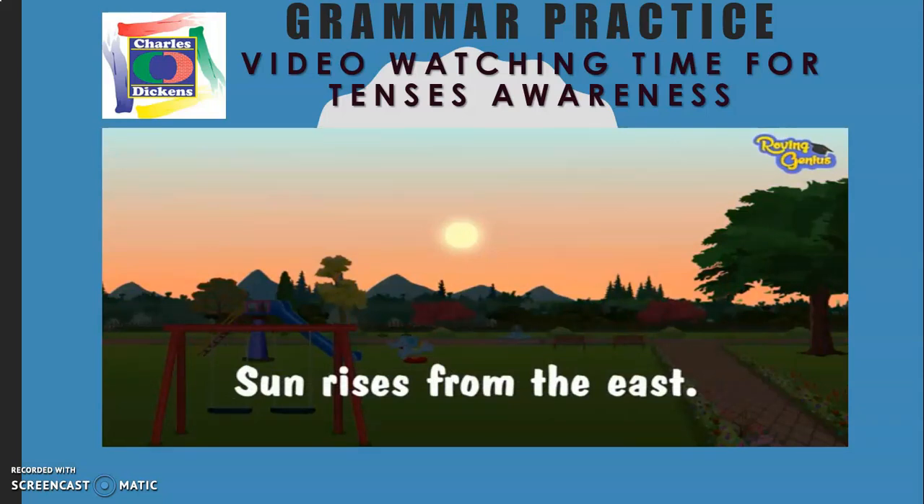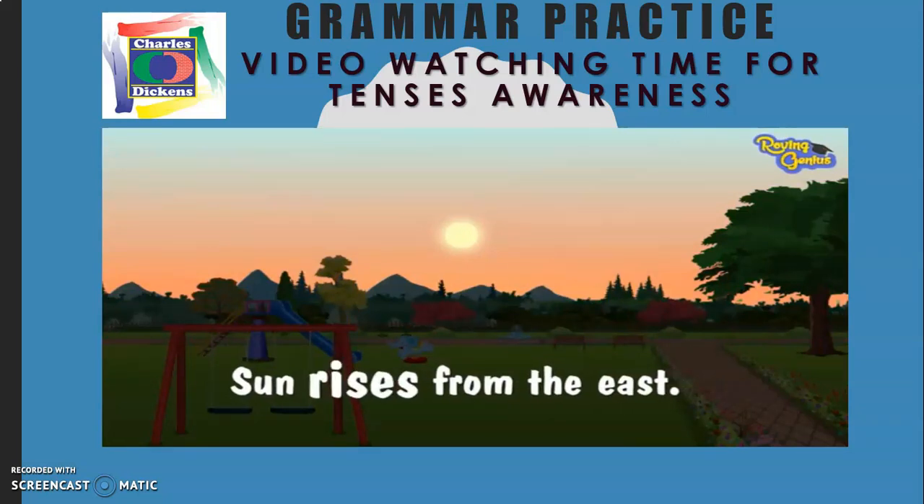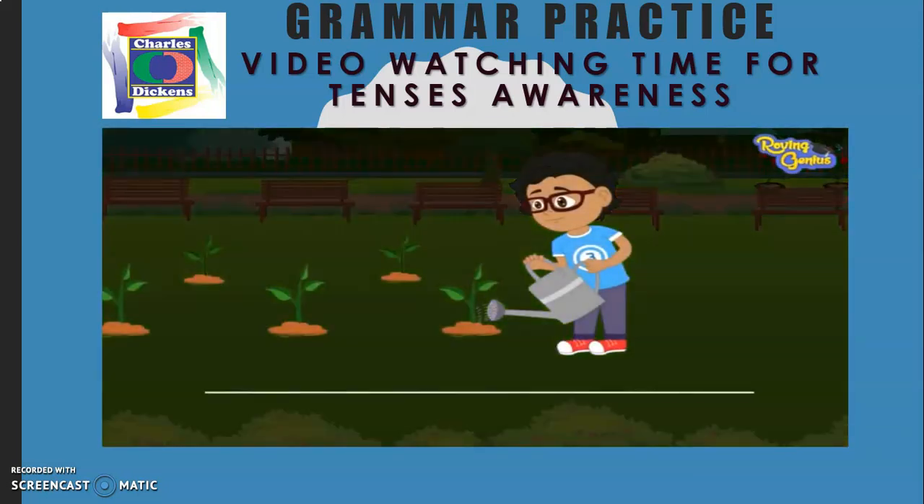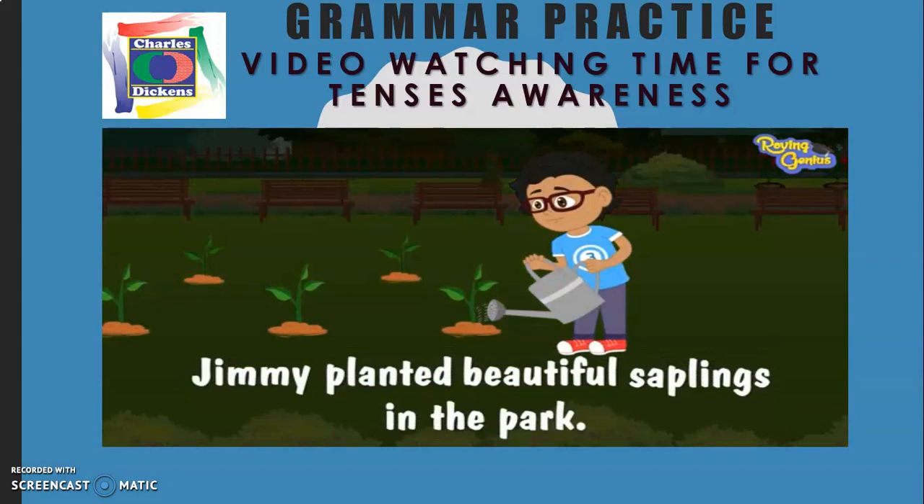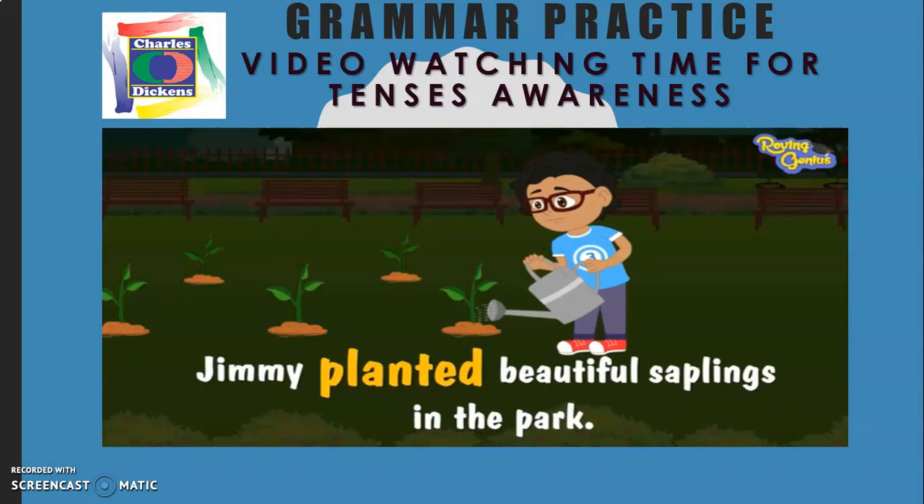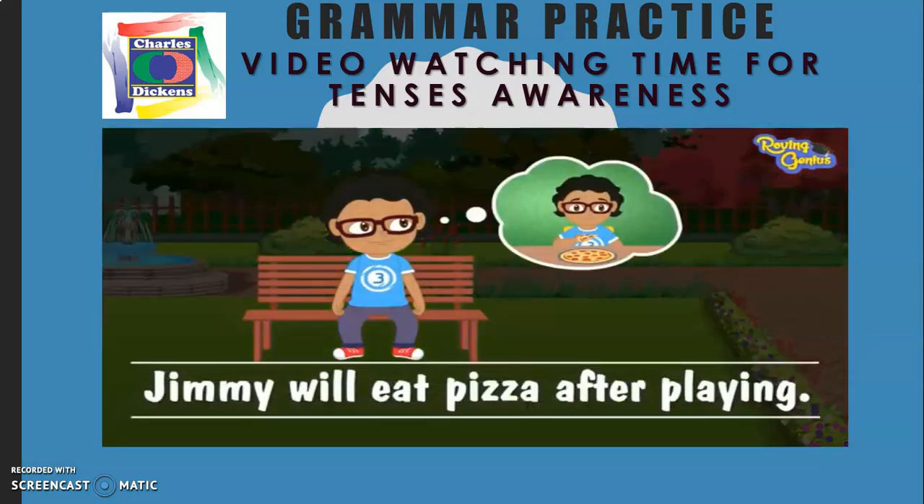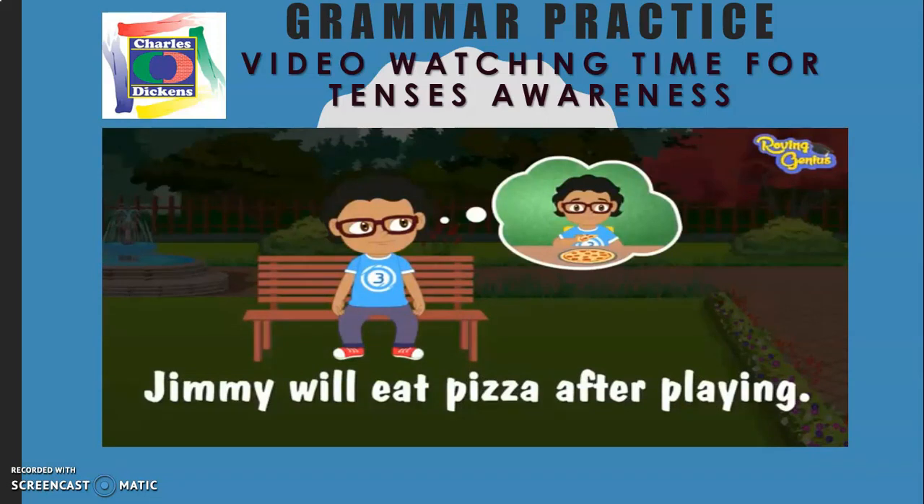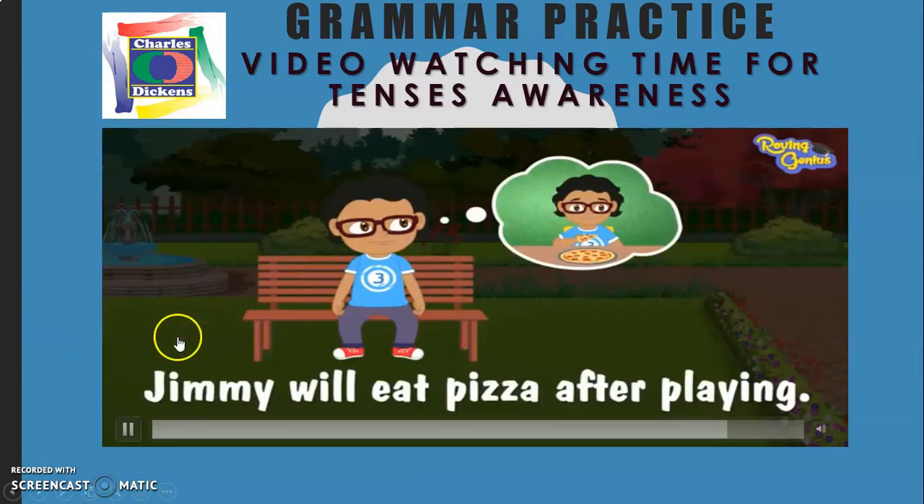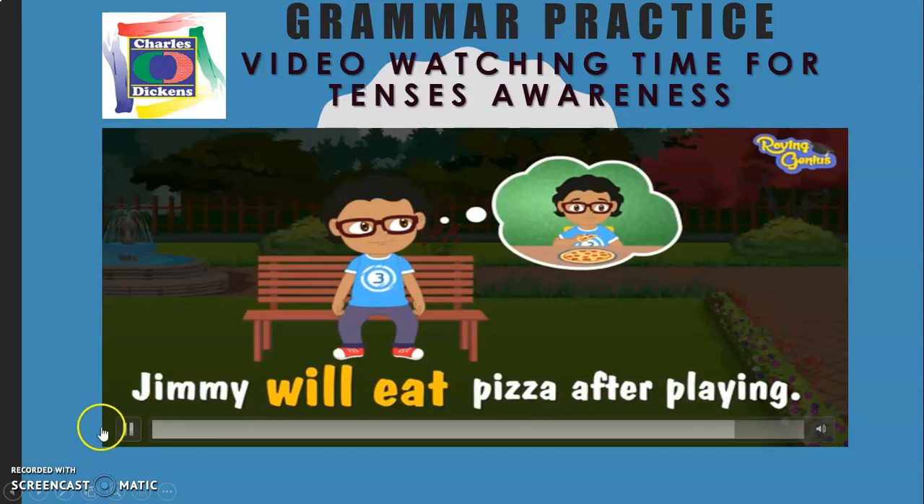Sun rises from the east. Third person. Here the verb rises indicates an action in present which is going on. General truth. Jimmy planted beautiful saplings in the park. Here the verb planted indicates an action in past which is completed. The action finished. Jimmy will eat pizza after playing. Here the verb will eat indicates an action in future which has not started.